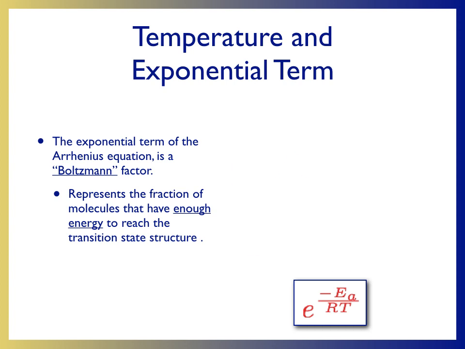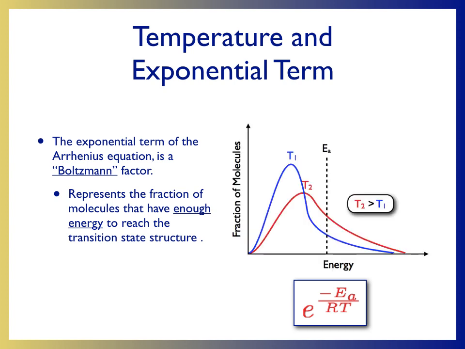We can show this by looking at Maxwell-Boltzmann distributions. Maxwell-Boltzmann distributions show the fraction of molecules as a function of kinetic energy. Therefore, it's showing the distribution of kinetic energies for a sample. The spread of the molecular energies depends on temperature, as well as the highest fraction of molecules with a certain kinetic energy, which is represented by the peak in the distribution.